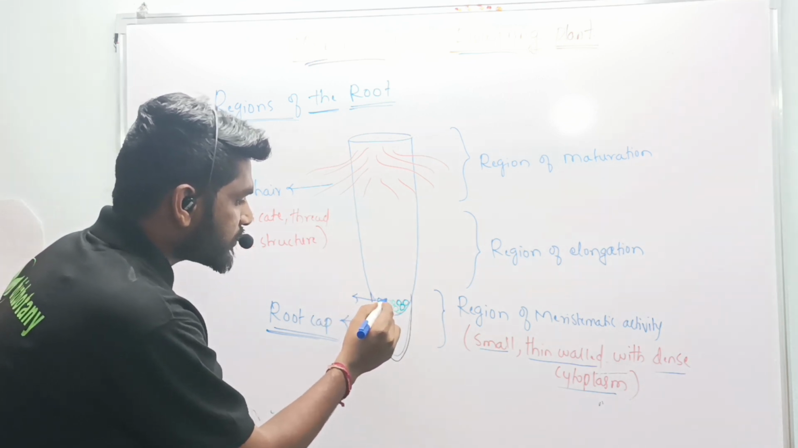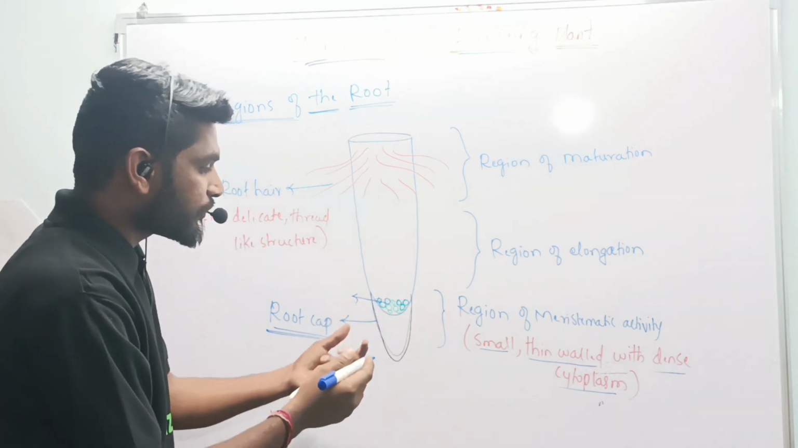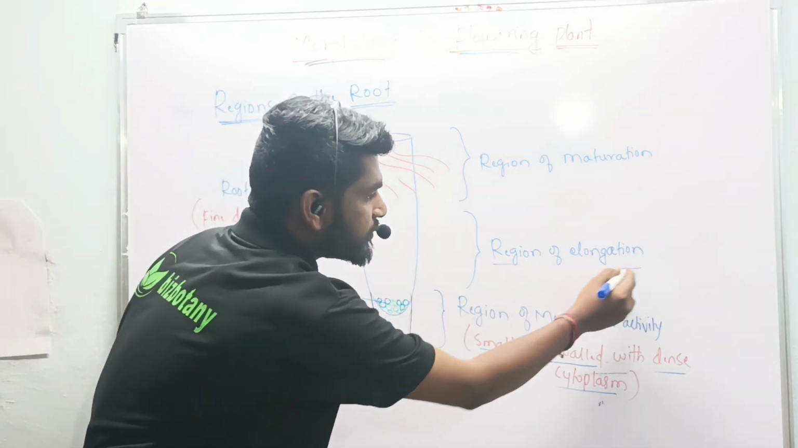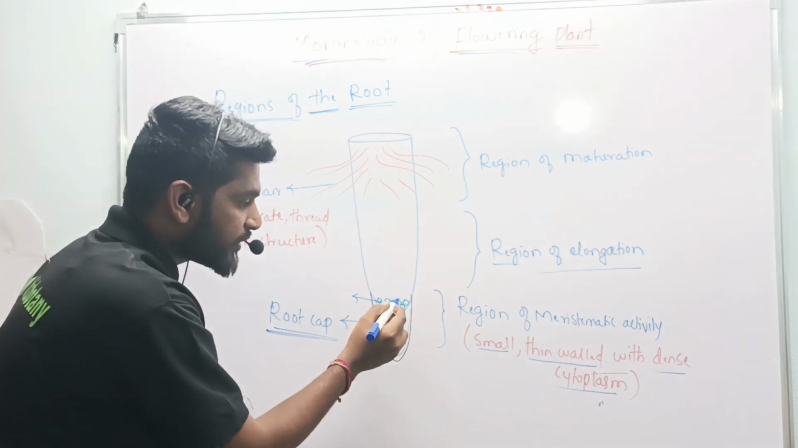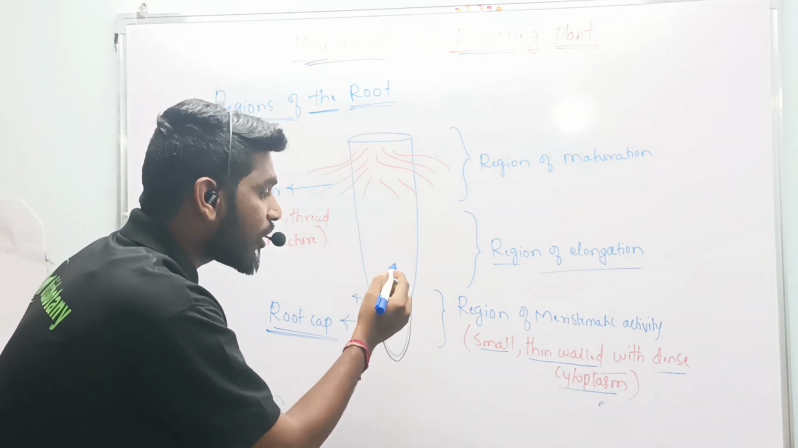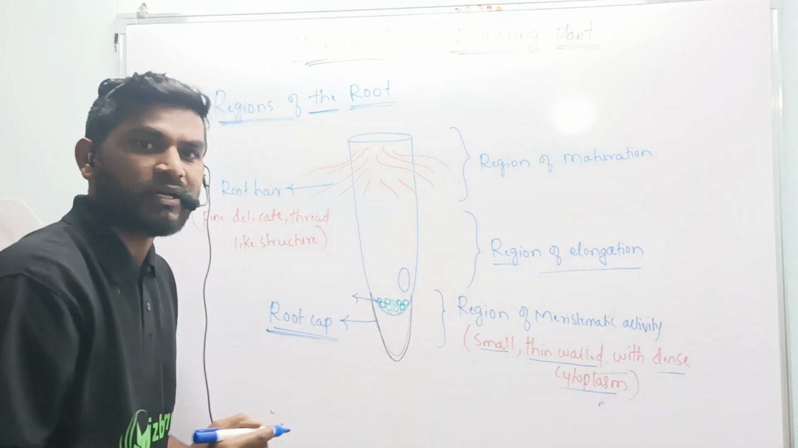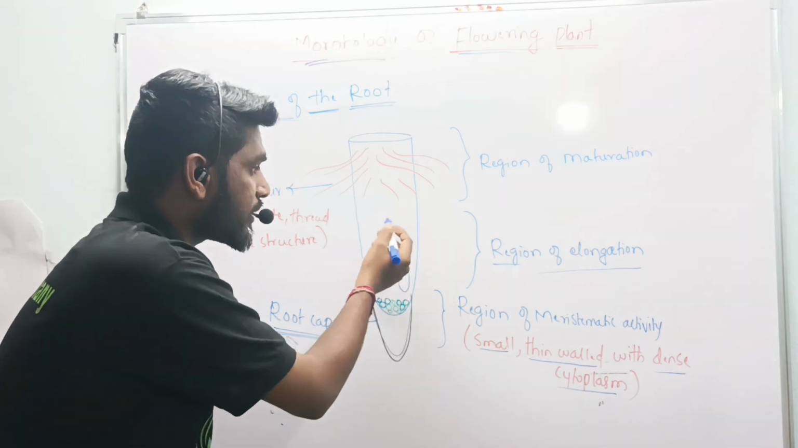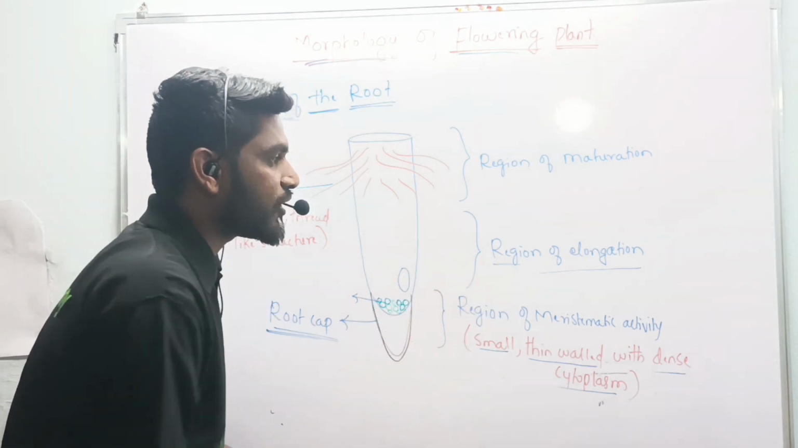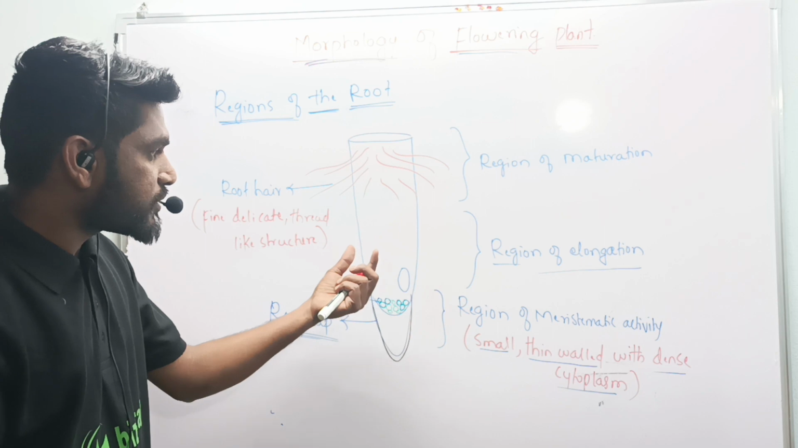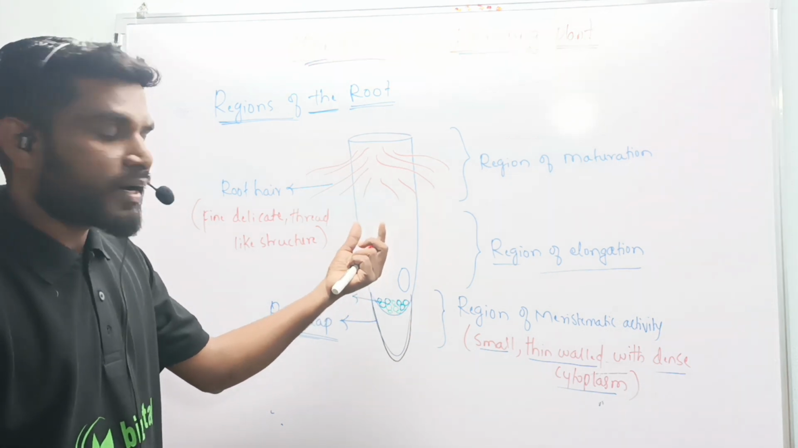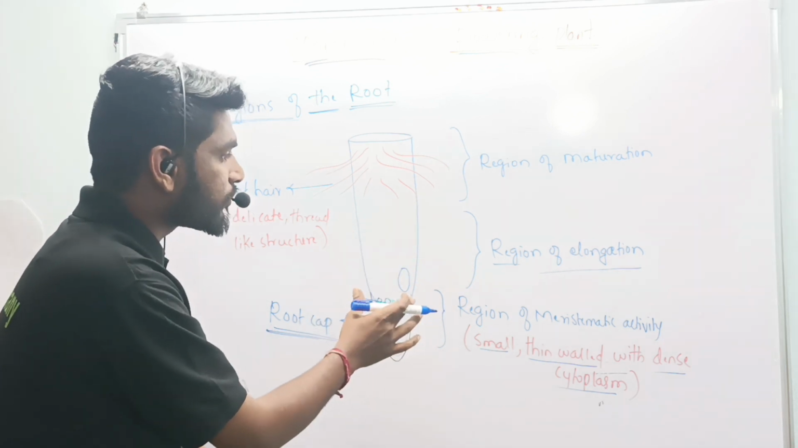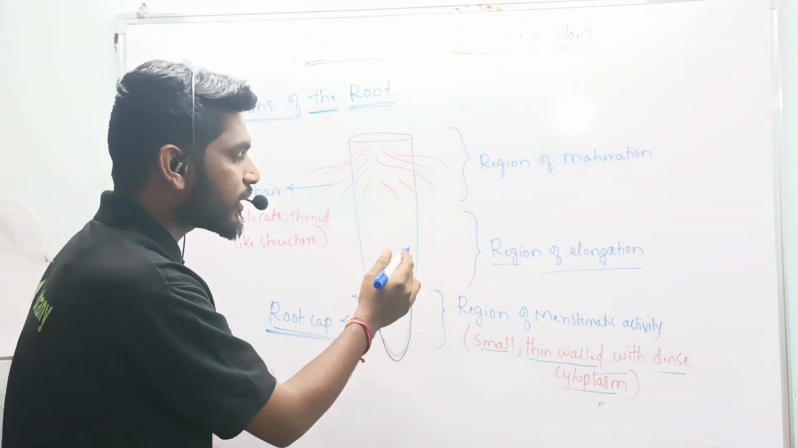After cell division, these cells elongate, and that region is called the region of elongation. In this region, the divided cells undergo elongation by accumulating cytoplasm and become enlarged. That's why we call this region the region of elongation. Due to the region of elongation, you can see the enlargement or growth of the roots. The root will grow.